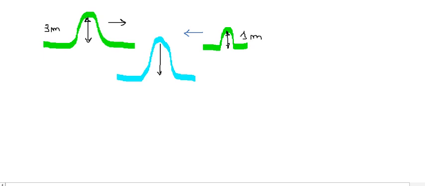So let's draw it a little bit higher, because it should be the sum of the one on the left plus the one on the right. So if, for instance, the amplitude here is maybe 3 meters and the right wave has an amplitude of 1 meter, the new wave, or the new pulse in this case, because of the superposition principle, will have an amplitude of 4 meters.